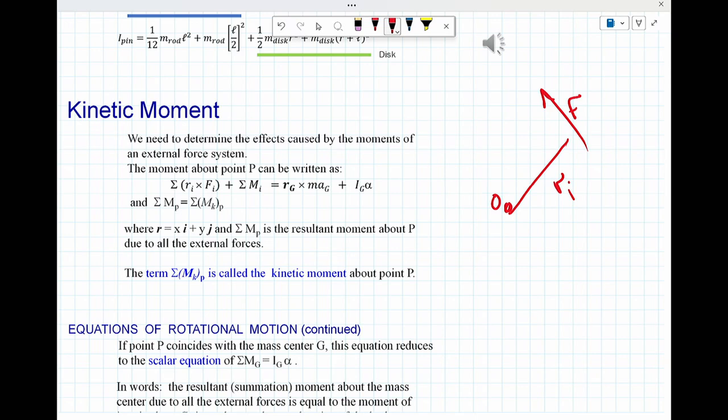And so you're going to take the resultant force, which is mass times acceleration g, the center of mass, cross multiplied with r sub g. So the normal distance to the point of interest. And then Ig alpha is all of the moments. And you add them up and get everything together.